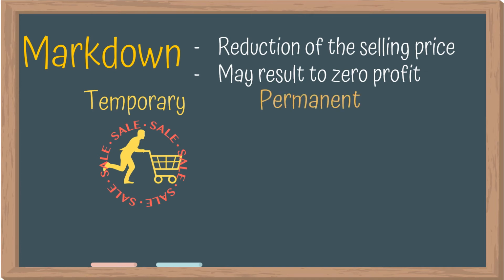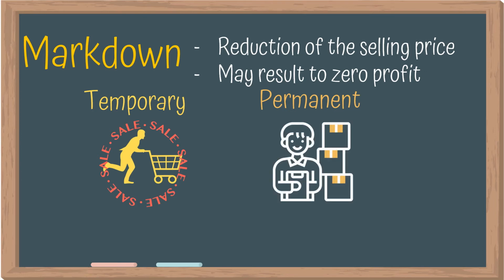On the other hand, permanent markdown is done during inventory or clearance sales. This is used to remove certain products from the stocks of a company, especially if they are selling poorly. Entrepreneurs tend to just dispose the products even if, sabi nga, balik puhunan na lang.